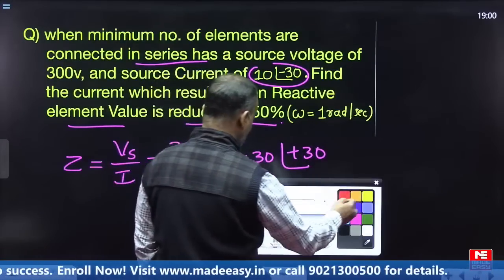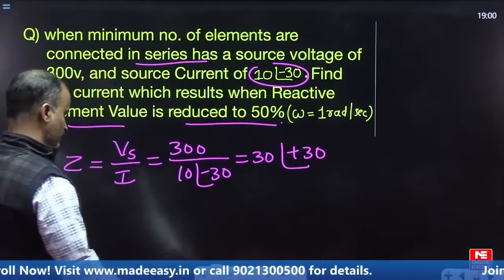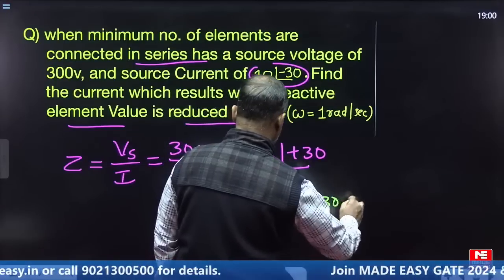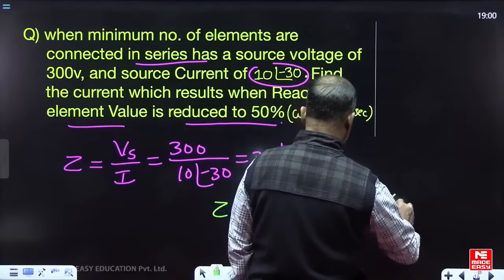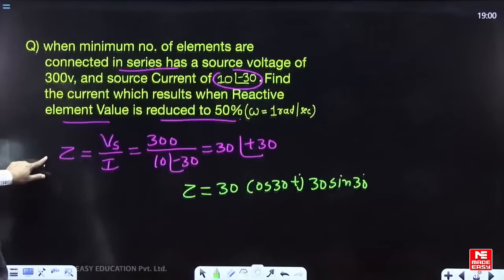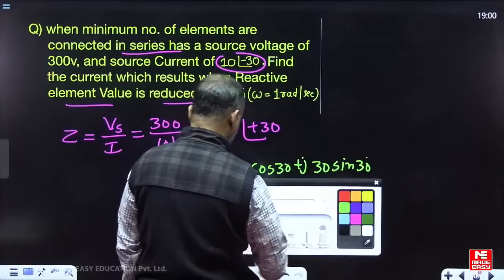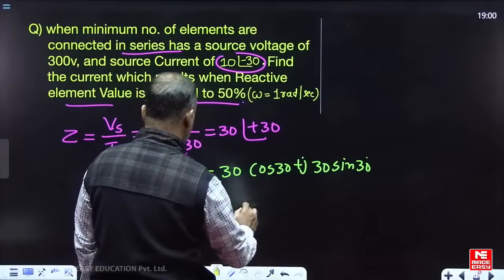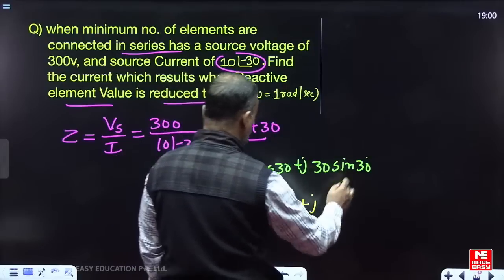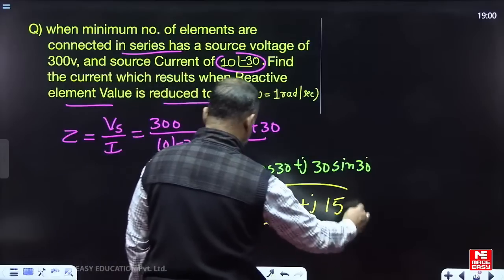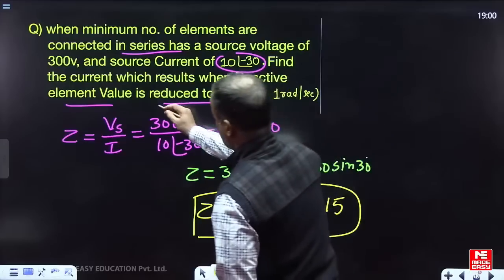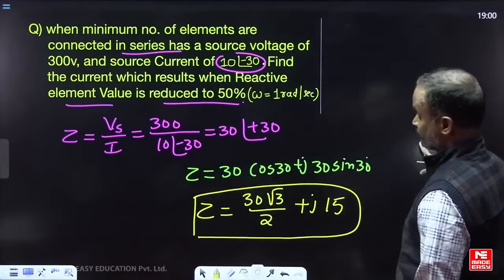Impedance value got. Now from this one, can you separate the real part and imaginary part? After simplifying, we can conclude that the real part is, and the imaginary part becomes 15. Now come to the given statement carefully. The statement given is that the reactive element is reduced to 50%.